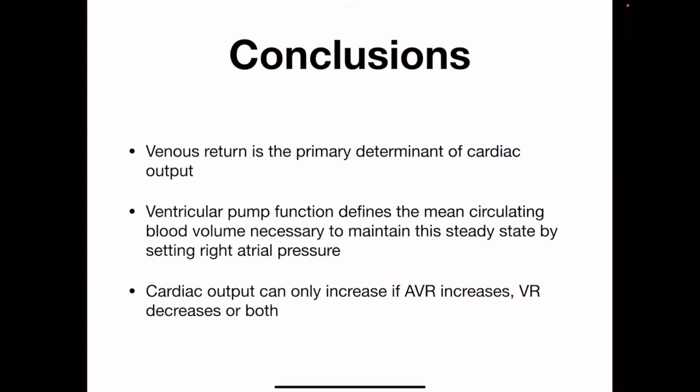Now the cardiac output can only increase if the actual venous return increases or the venous resistance decreases. For the venous return to increase, we need a higher driving pressure. That is, there must be a higher pressure from the mean circulatory filling pressure minus the right atrial pressure. So I have to increase the mean circulatory filling pressure, which I can do by using vasopressors or fluids, or I can reduce the right atrial pressure.